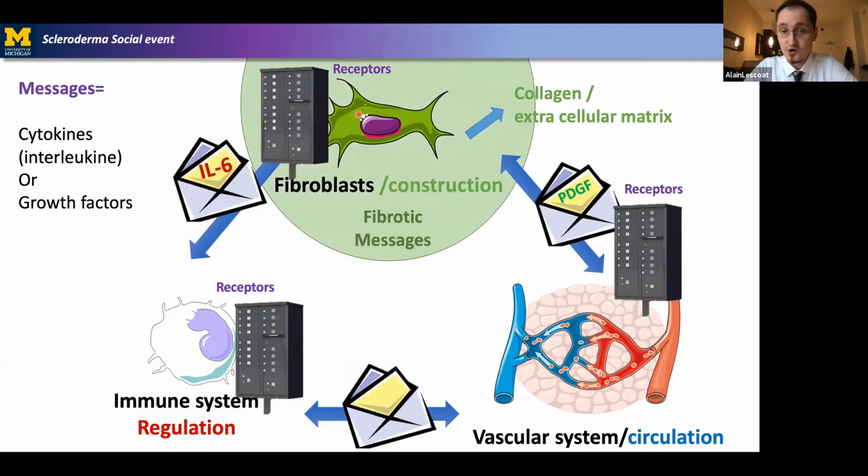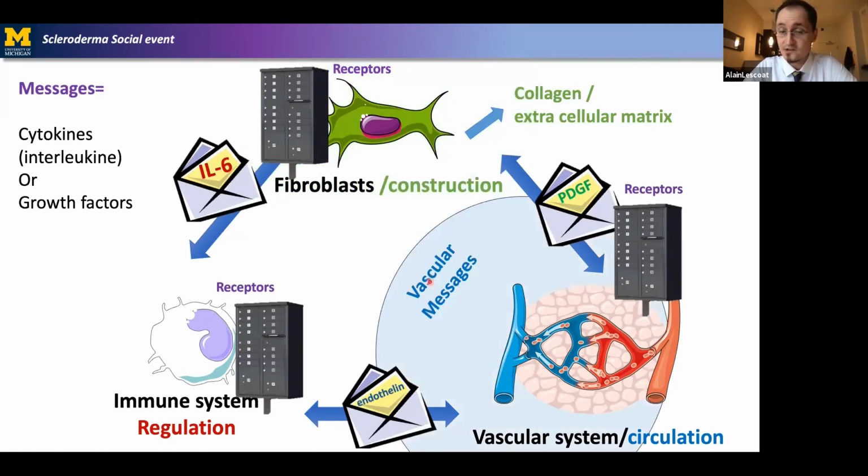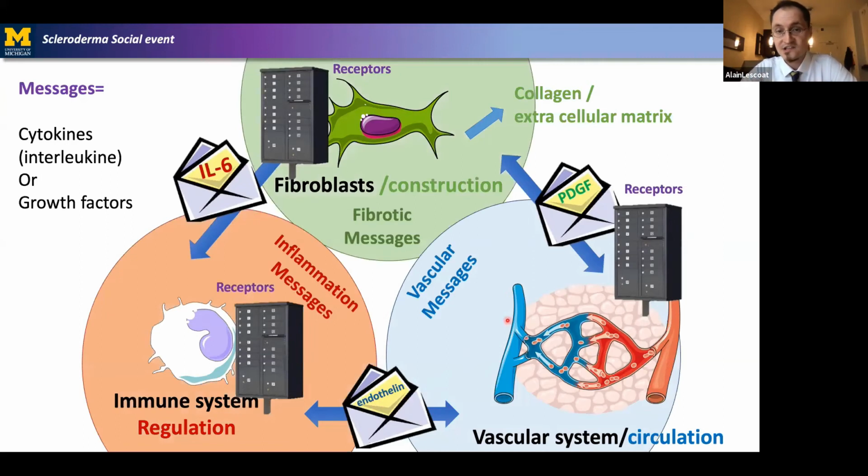That could activate or be produced by the fibroblasts, which are the construction workers of our body. And you also have vascular messages, for example, endothelium, that can activate the vascular system and that can participate in a good or sometimes a bad circulation. So these are the key messages that are useful for our body to adapt to its environment in a normal condition, but also to grow up when you're young or to age when you're older. So these are normal messages, and this is really how our body works.